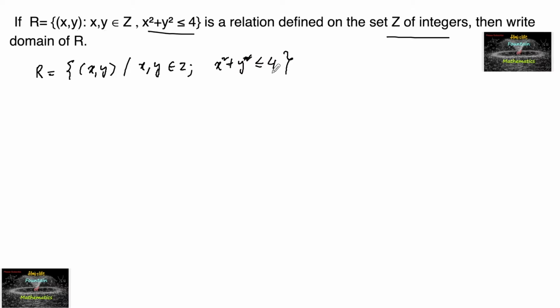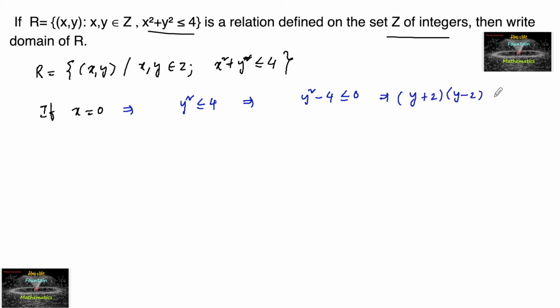So integers which satisfy this condition, let us check. If x is equal to 0, this implies y square is less than or equal to 4, that is y square minus 4 is less than or equal to 0, or we can write (y plus 2)(y minus 2) is less than or equal to 0. That's y lies between minus 2 and plus 2. Since y belongs to integers, the values of y can be 0, plus or minus 1, and plus or minus 2. So we will get the ordered pairs.